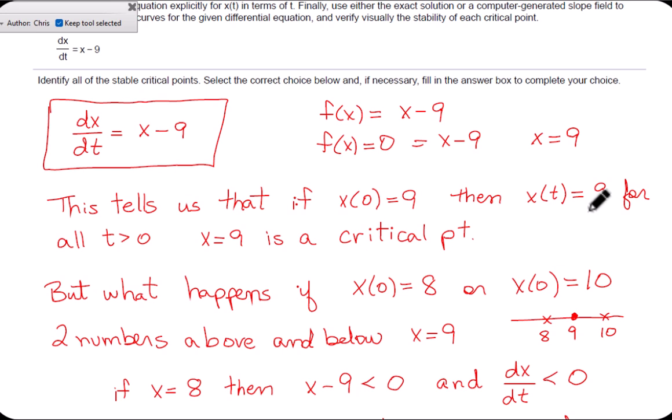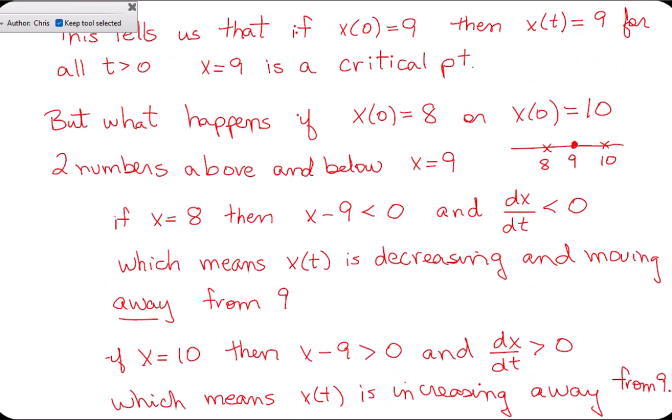because x equals 9 is a critical point. But what happens if I pick my initial condition to be 8 or 10? On either side of the critical point, what's going to happen? Is the solution going to increase to 9, or is it going to decrease and run away from the 9? And what happens on the other side? Well, let's take a look.